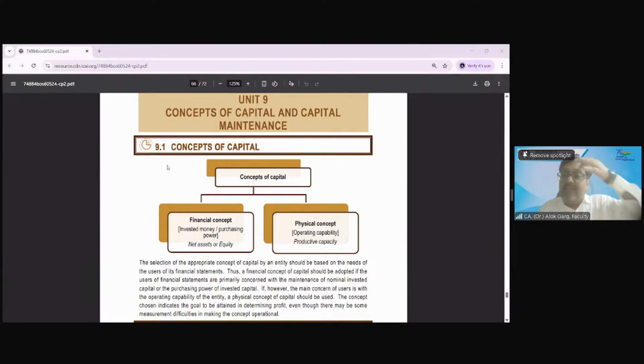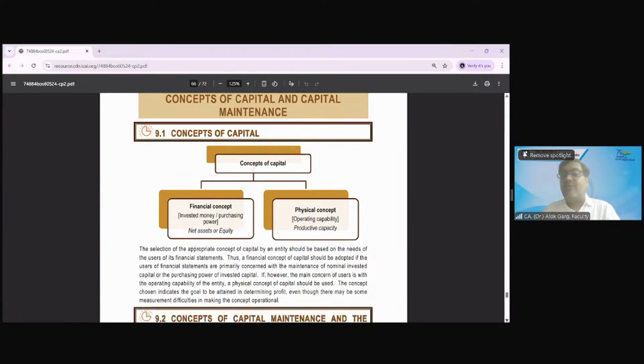So earlier with 1,000 rupees, you could buy 10 quantity, but now with 1,000 rupees, you can only buy 5 quantity. It means the purchasing power has gone down. Your capital in terms of quantity, your physical capital, has gone down. Your financial capital might be nominal, not diminished, but your physical capital has diminished, because the quantity, the operating capability, the productive capacity which you had in the beginning of the year, you do not have in the closing of the year, right?